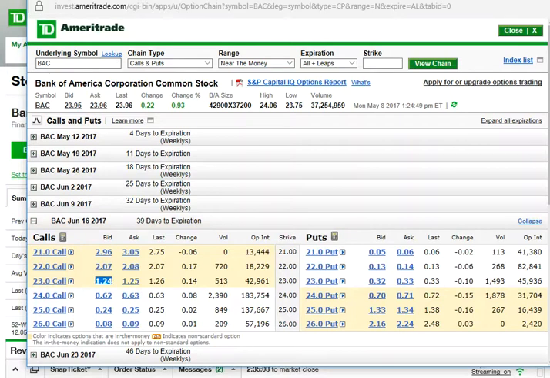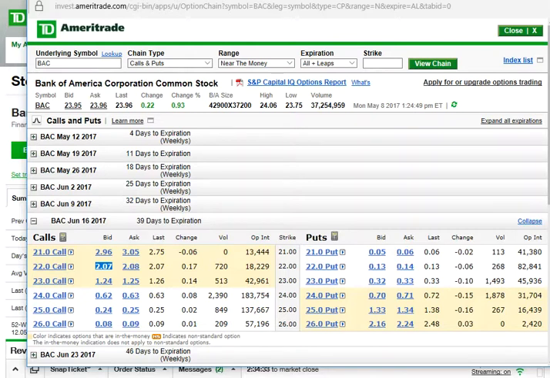So this says $1.24, and this says $2.07. So this option would cost you $207, because the call option is good for 100 shares. So if you were to actually use your stock option to buy Bank of America at $22 per share, then it would cost you $207 for that option.